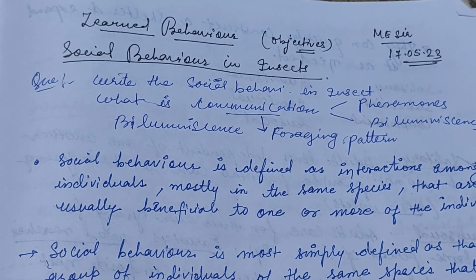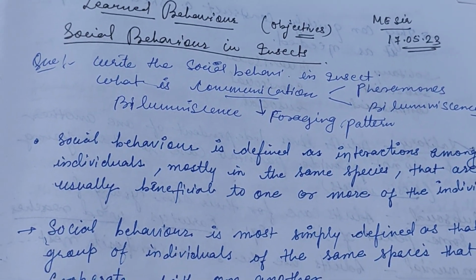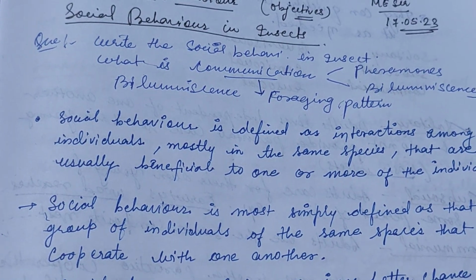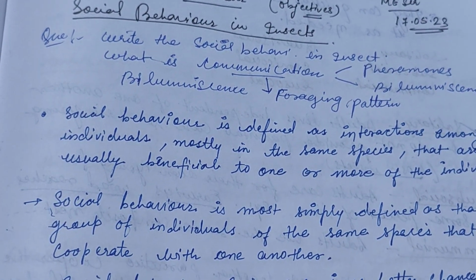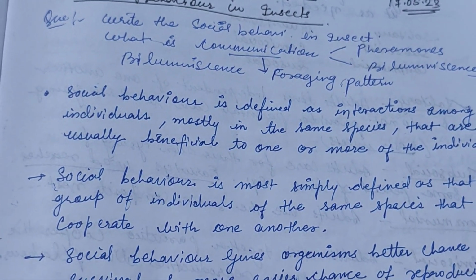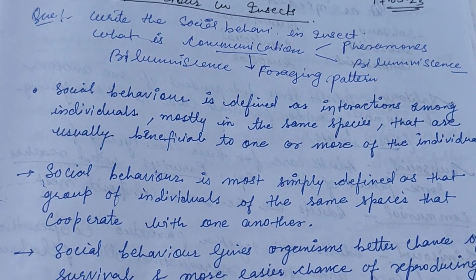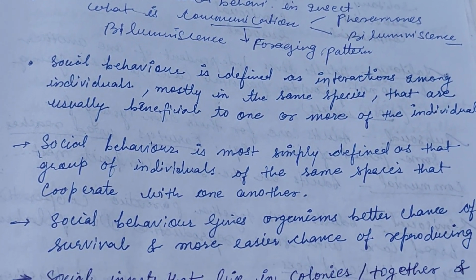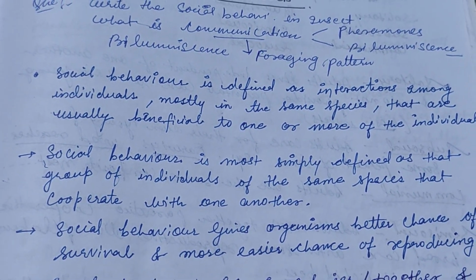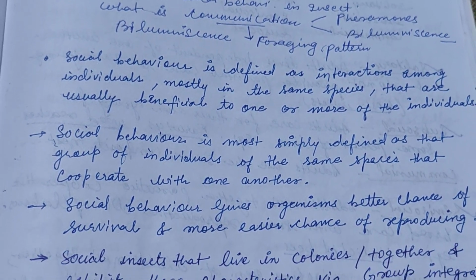In this video, we will discuss the social behavior in insects. From the examination point of view, it can be asked like: write the social behavior in insects, what is communication, define the pheromones and the bioluminescence, and what is the foraging pattern shown by the honeybee.